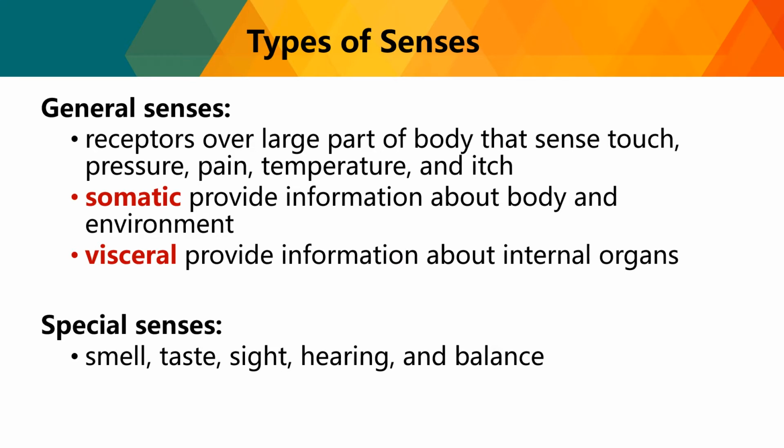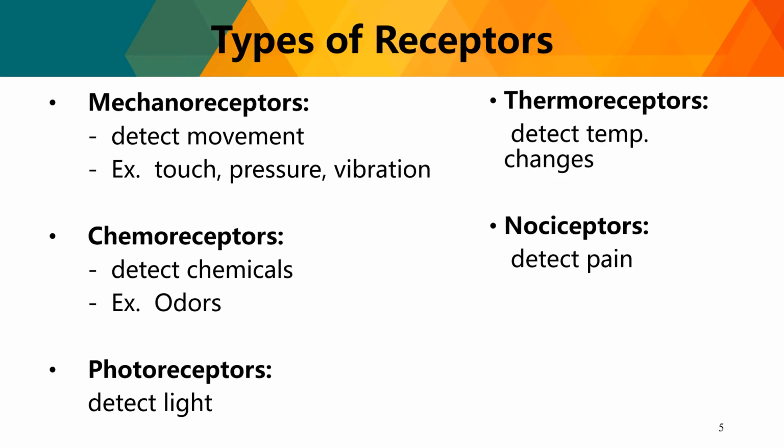So the types of senses include general senses. These are receptors over a large part of the body that sense touch, pressure, pain, temperature, and itch. The somatic provide information about the body and environment, and the visceral provide information about internal organs. And then again, special senses are for smell, taste, sight, hearing, and for balance.